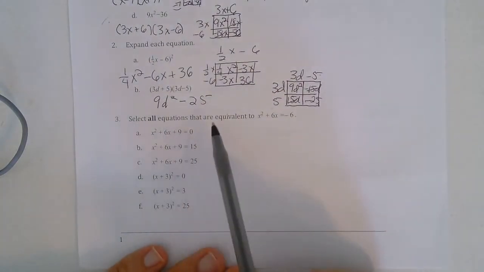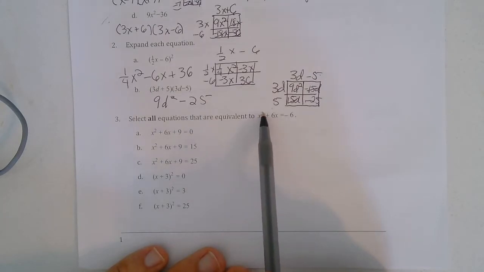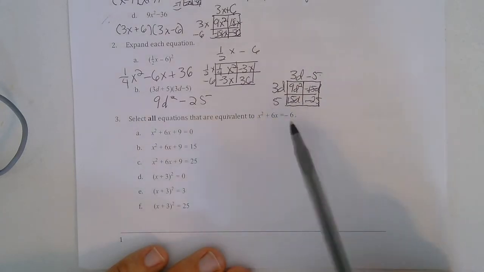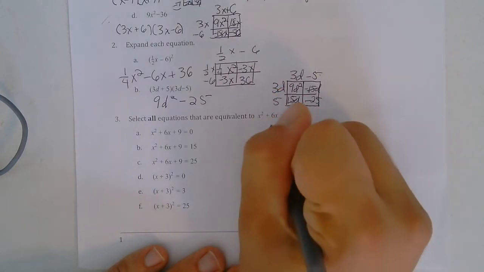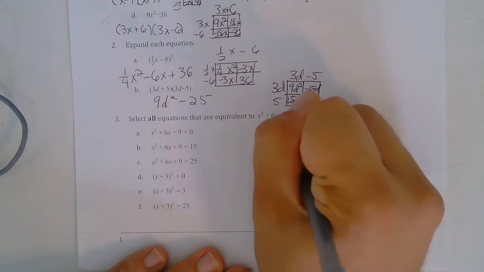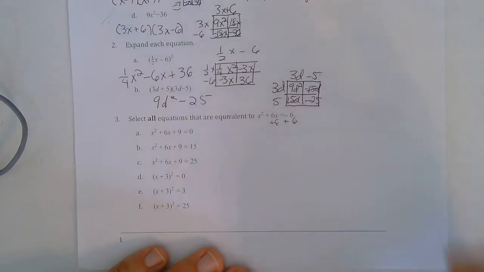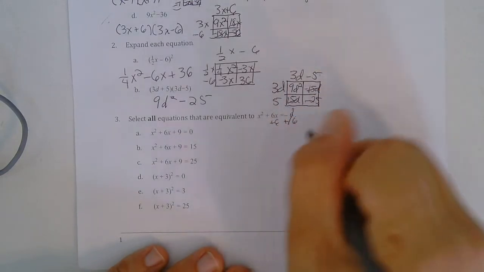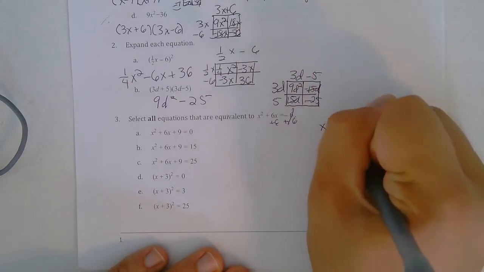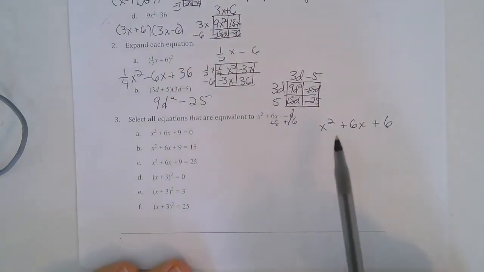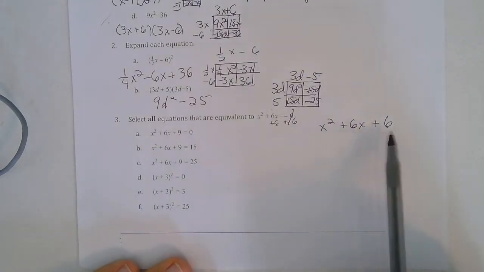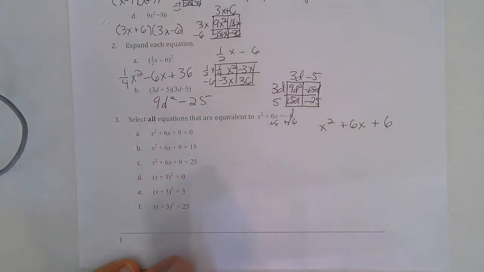Now here, to select all the equations that are equivalent to x squared plus 6x minus 6, we're going to put them all in standard form. So here, what I would do is add 6 to both sides of the equation. So this would become x squared plus 6x plus 6. So I need to circle all of these equations in standard form that end up equaling this. So x squared plus 6x plus 9 is not correct.